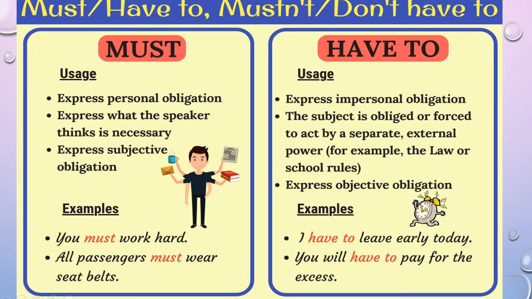Now look at have to. There are usages: express impersonal obligation. The subject is obliged or forced to act by a separate external power, for example, the law or school rules. Express objective obligation. And there are also two examples. I have to leave early today. You will have to pay for the excess. These are the examples that we can use have to.